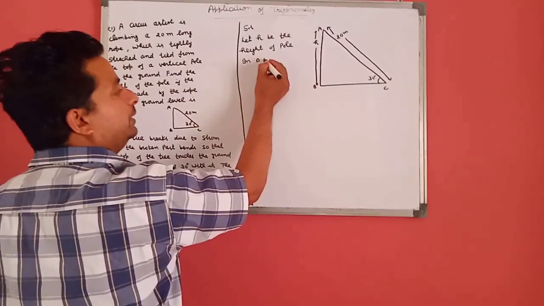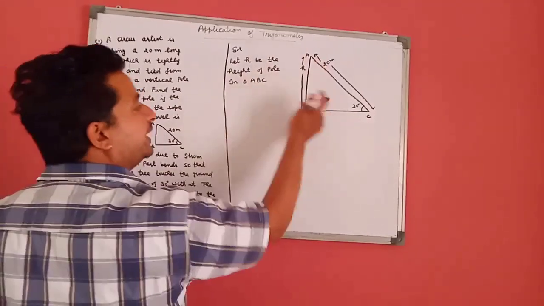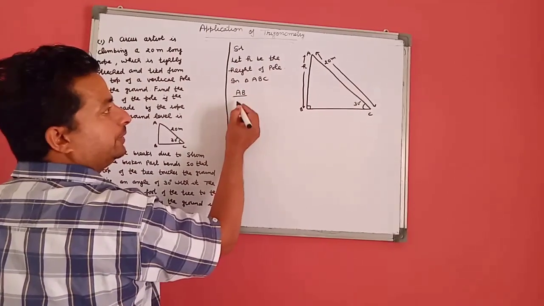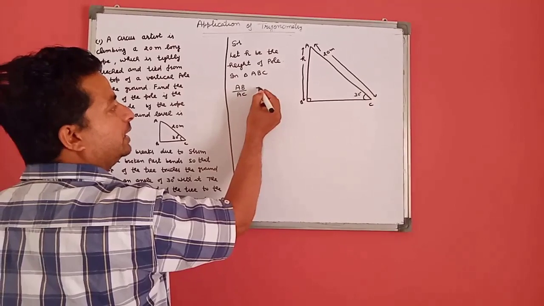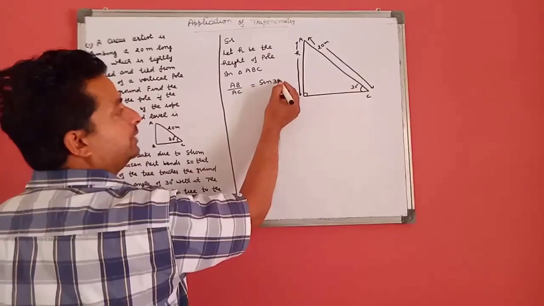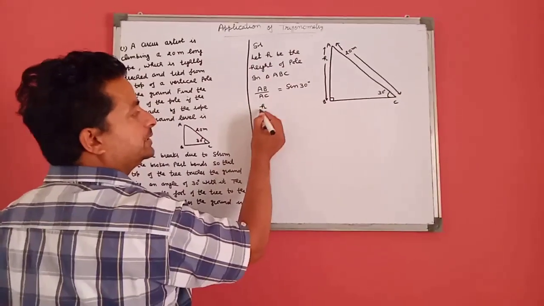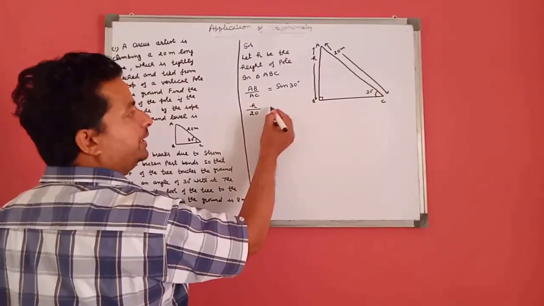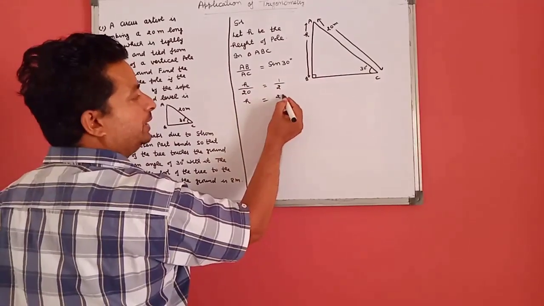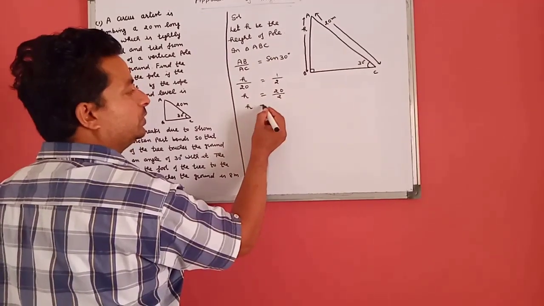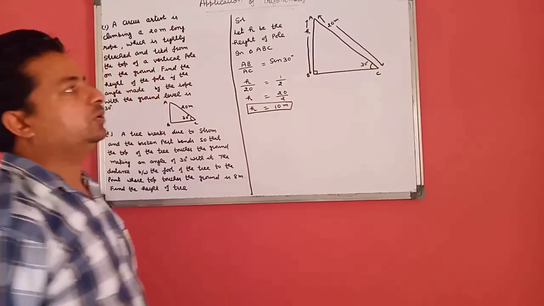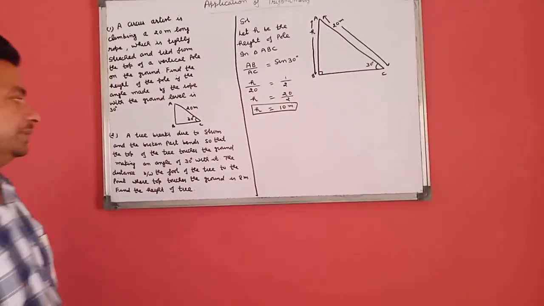In triangle ABC we have a right angle triangle. This is the right angle. AB is the perpendicular and AC is the hypotenuse. As we know, P upon H is sin theta, sin 30 degrees. This is H and this is 20. As we know, sin 30 is 1 by 2. That is 20 upon 2, which is equal to 10 meters. So in this question the height of the pole is 10 meters.